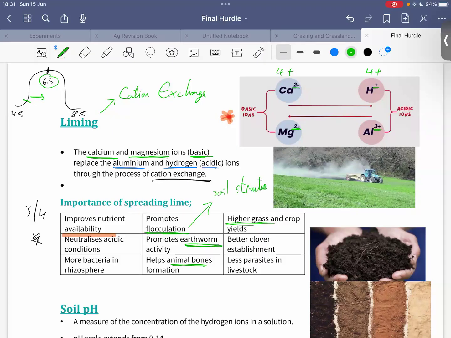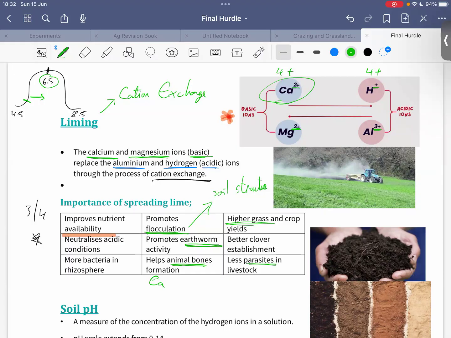What was my question there? Helps animals' bone formation. Why? Would spreading lime be any point of improving sustainability or biodiversity? Sure, brilliant. Okay, like you're increasing the amount of earthworms and amount of insects that are going to be available in the soil because you know you have more nutrients available. Calcium, excellent. Okay, so there's going to be more calcium in the soil. Brilliant. So look at our calcium going in.